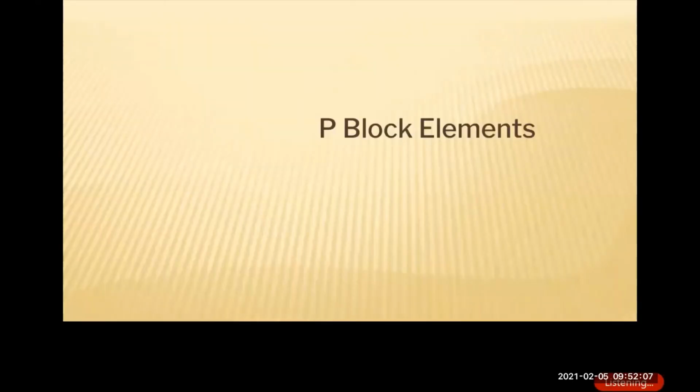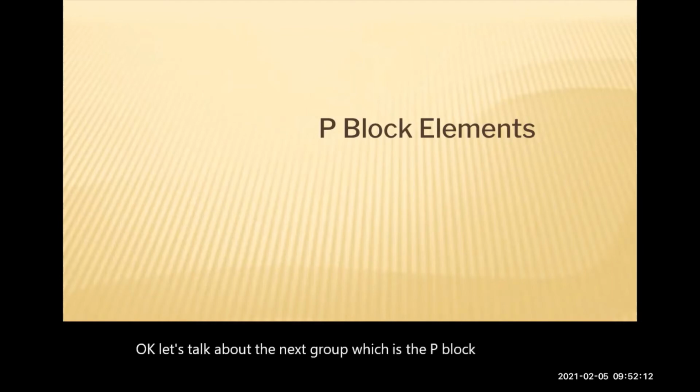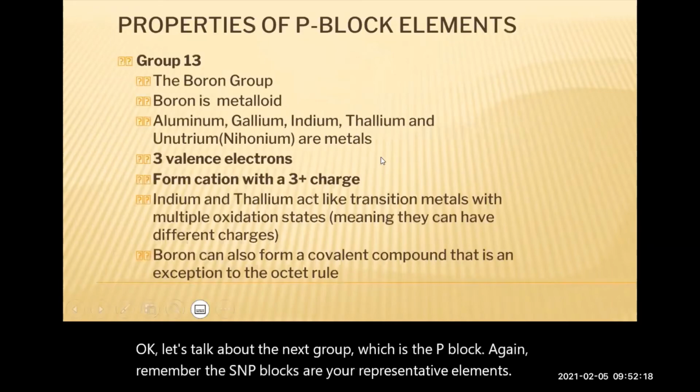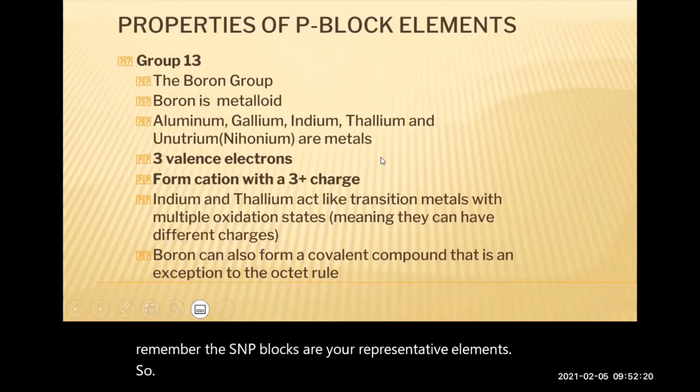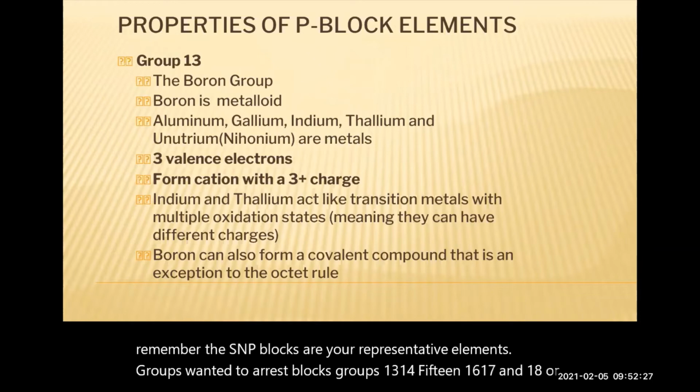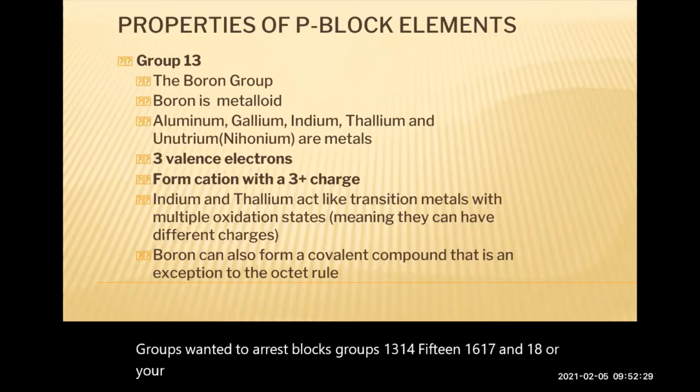Okay, let's talk about the next group, which is the P block. Again, remember the S and P blocks are your representative elements. So groups 1 and 2 are S blocks. Groups 13, 14, 15, 16, 17, and 18 are your P block. So group 13, that's your boron group.